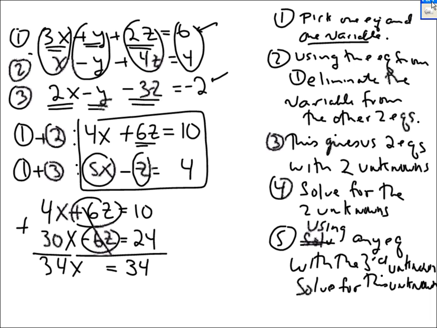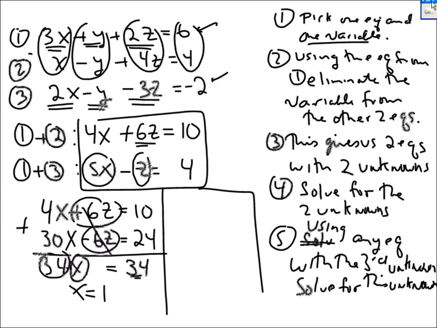A lot of people say, oh, you divide by 34. You could, but just ask yourself, 34 times what gives you 34? I hope you realize it's 1. Now, go back to one of those two equations in this box here and solve for the other variable. I'll use the second equation. I know that 5 times x, and I know x is 1, minus z is 4.